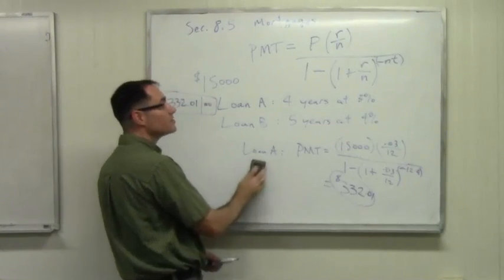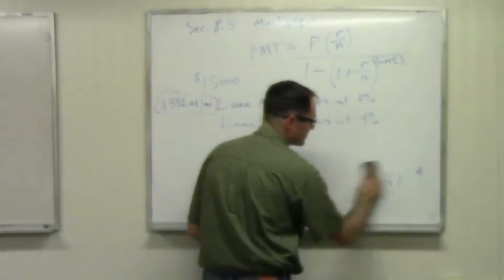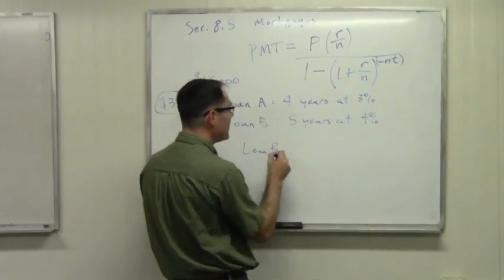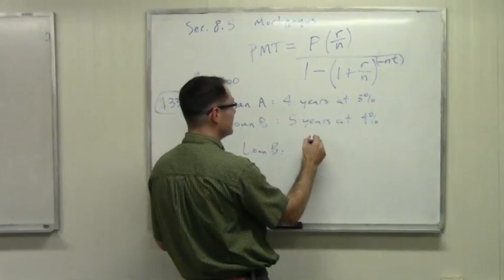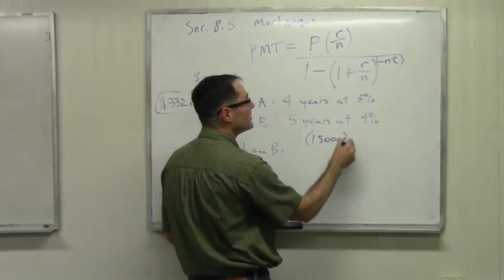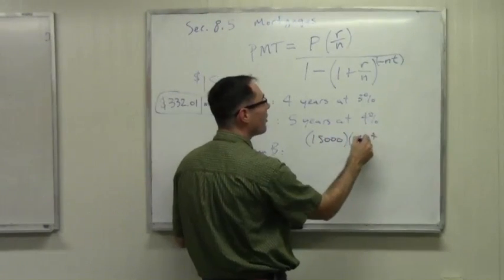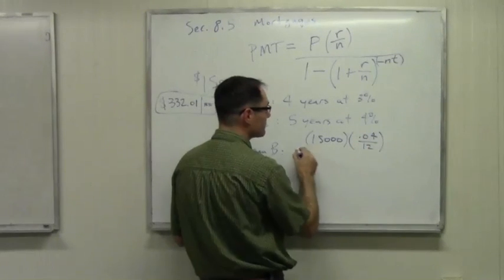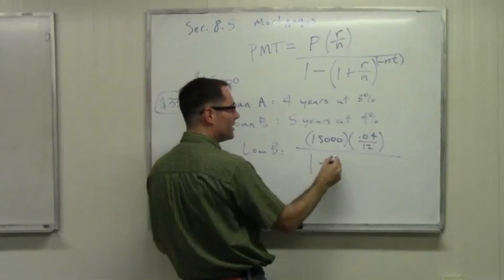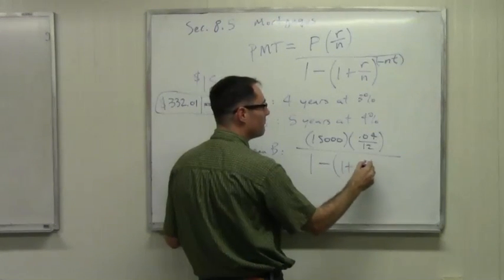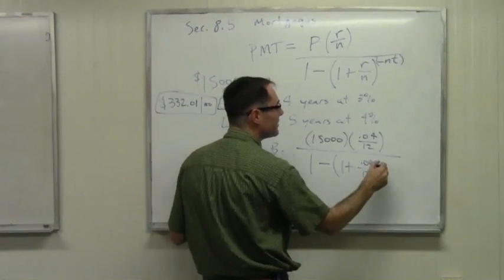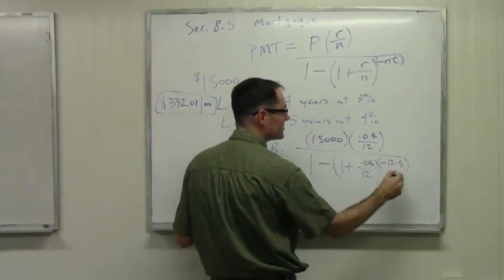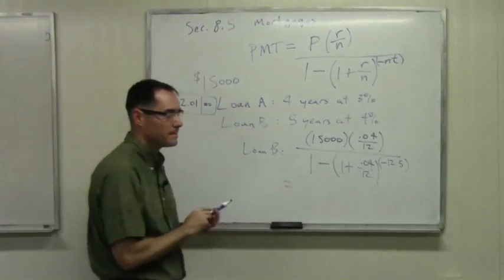All right, now let's look at loan B. OK, I'm just going to erase this and do loan B right here too. I wrote down the number here, $332. OK, loan B, same thing. Principal, still $15,000 times 0.04 divided by 12. The whole thing divided by 1 minus 1 plus 0.04 divided by 12 to the negative. Now it's going to be 12 times 5 years. OK? Let's see what you get.